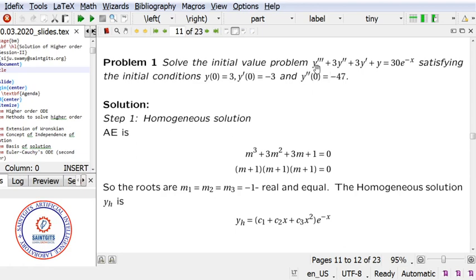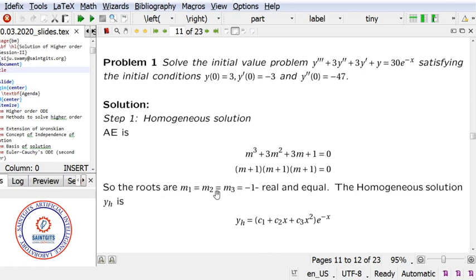The auxiliary equation corresponding to the left side is, from y triple dash I can write m cube, from y double dash I can write m square, that is 3 into m square, plus 3 into m, corresponding to y dash I take m raised to 1, plus y, which is the 0th derivative, so 1 into m raised to 0, is 1, equal to 0. This cubic equation can be factorized as m plus 1 whole cube. I simply write m plus 1 into m plus 1 into m plus 1 equal to 0.